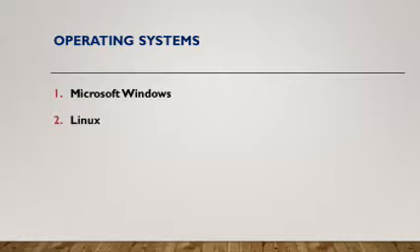In the last class we discussed topics like operating systems and the functions of operating systems. In this class we have the different types of operating systems, which include Microsoft Windows and the Linux operating system. This is the second topic of the third module of this paper, which is the introduction to the software.